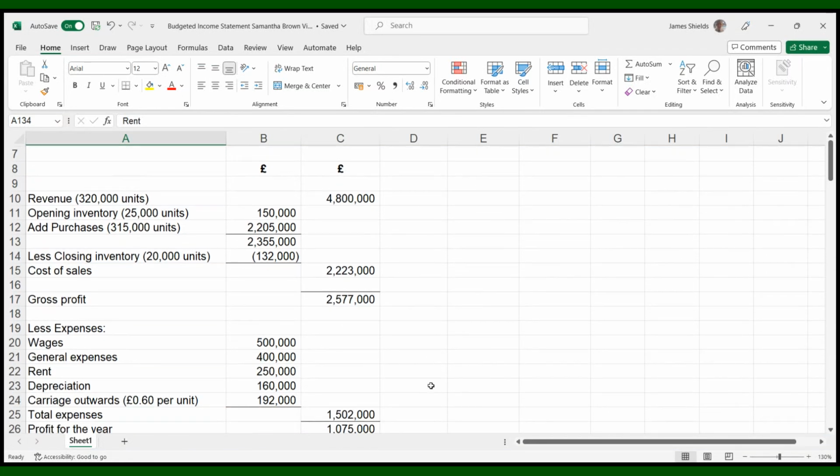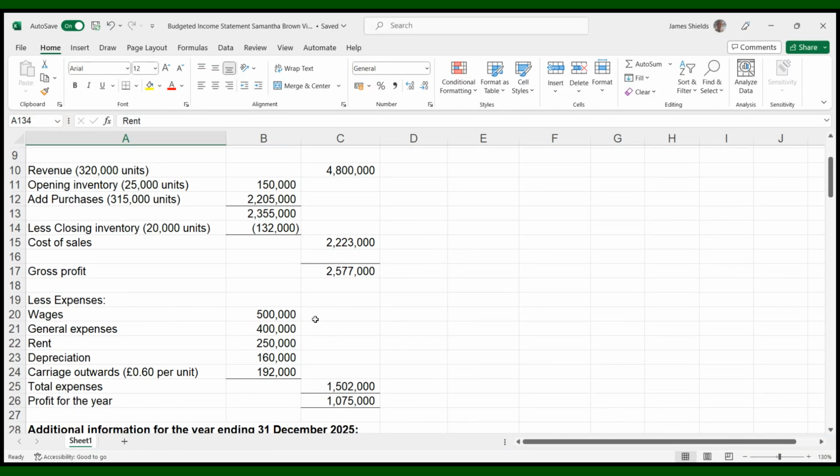So the gross profit is the revenue take away cost of sales, and that gives us £2,577,000. Now we've got five expenses here. We've got wages, £500,000, general expenses, £400,000, rent, £250,000, depreciation, £160,000, and carriage outwards at £0.60 per unit, £192,000. Total expenses is £1,502,000, giving us a profit for the year of £1,075,000. So that's what we're given. That's the last year's income statement.